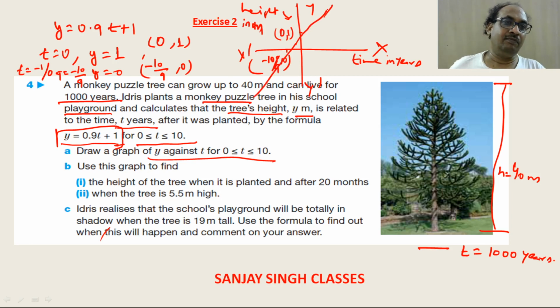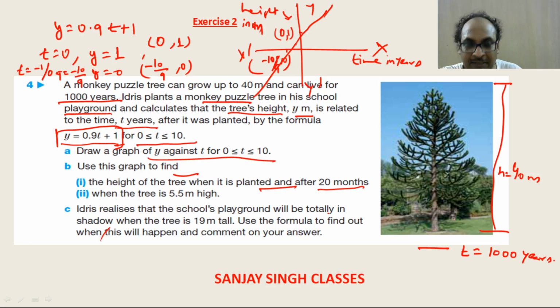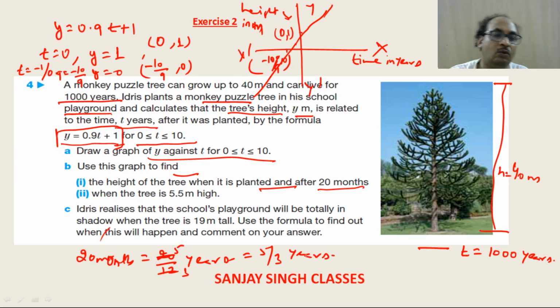And from the graph, we are asked to find the height of the tree when it is planted and after 20 months. So it is given in months, it is not given in years. So 20 months, we need to convert it into years here. So 20 months will be equal to 20 by 12 years. It will be 5 by 3 years. Okay, it means t is equal to 5 by 3.